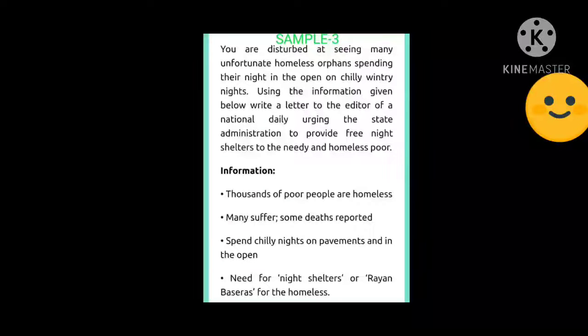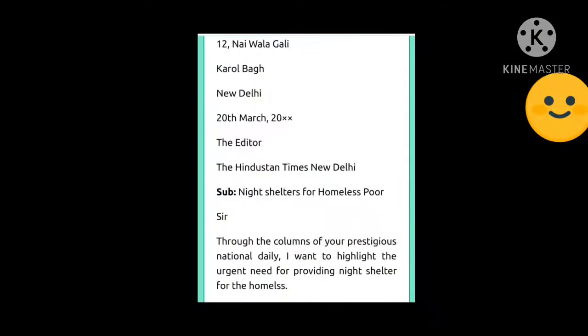Okay, let us see how we begin the letter. As usual, the same components, the parts, the pattern, the format will be followed. 12 Naiwala Gali, Karol Bagh, New Delhi. From address, next, date, next, with some requisite space, the Editor, the Hindustan Times, New Delhi. You can write the New Delhi in the next line also. And next, what is the subject of the letter? Night shelters for homeless poor. It's very simple. Okay, Sir, greeting or salutation.